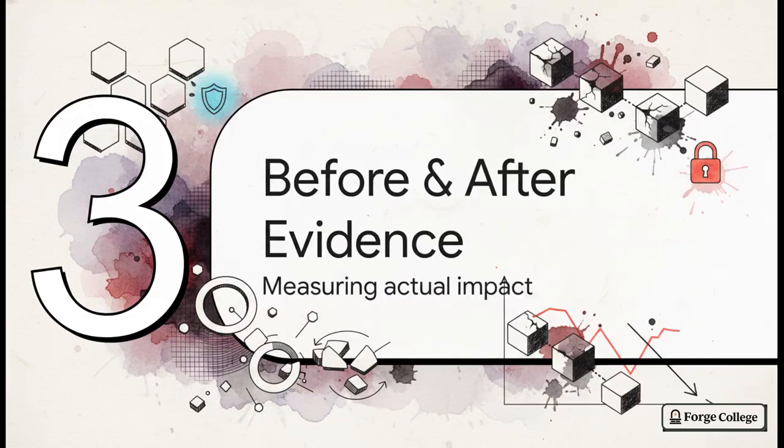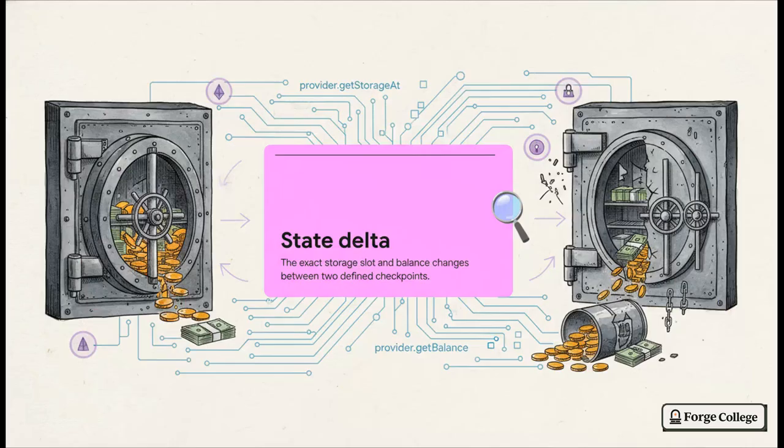Section 3. Before and after evidence. Now, having security footage showing the attacker's every move is fantastic, but we also need to see the physical damage. And that brings us to the state delta. A state delta basically acts as our before and after photo of the bank vault. It documents the exact changes in specific storage slots and account balances.